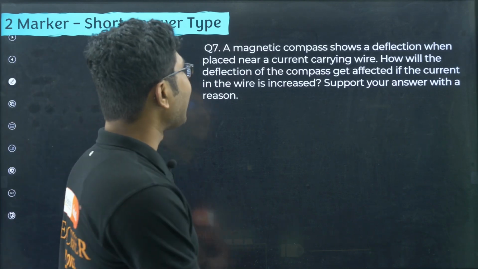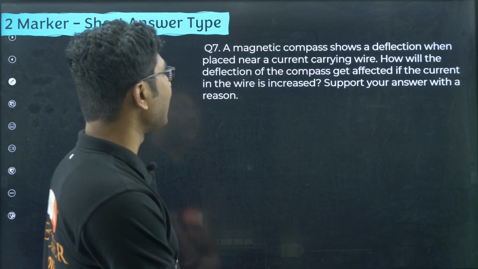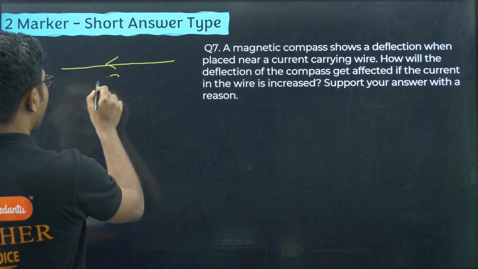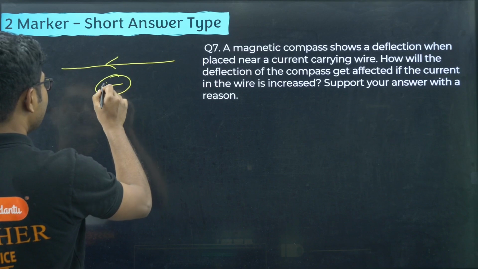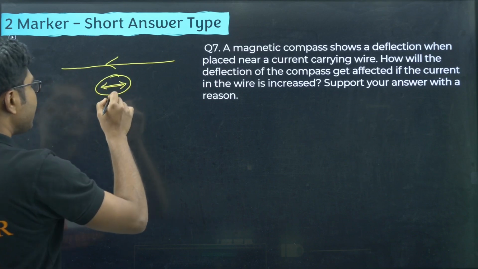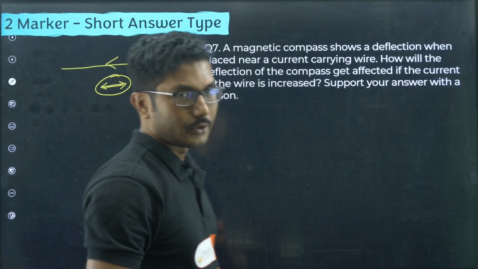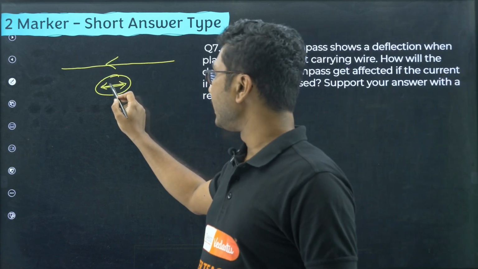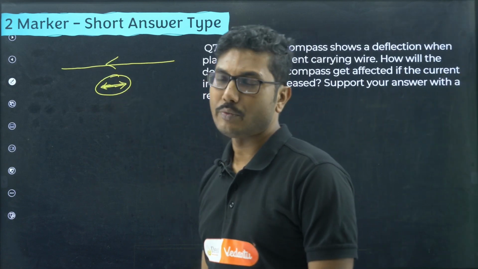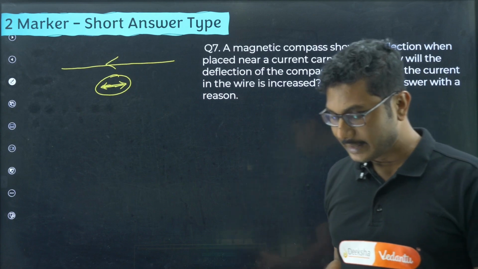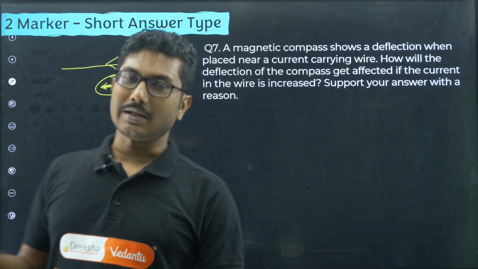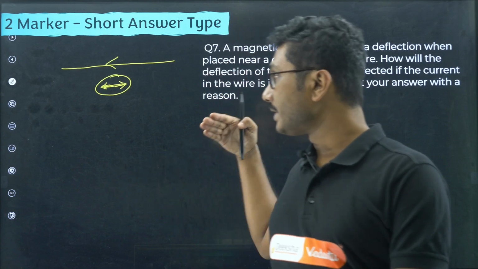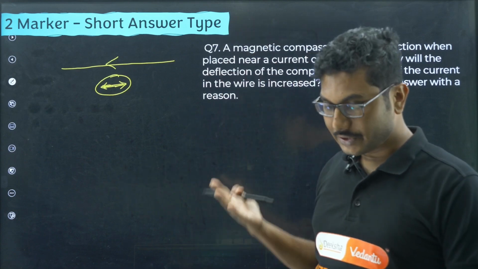First of all, a magnetic compass shows a deflection when placed near a current carrying wire. Suppose there is a current carrying wire and you have a magnetic needle. A magnetic needle is a small device which shows north and south. Generally the north side is painted with red color and the south is painted with white color. So by seeing the magnetic needle, red color means it is the north pole.